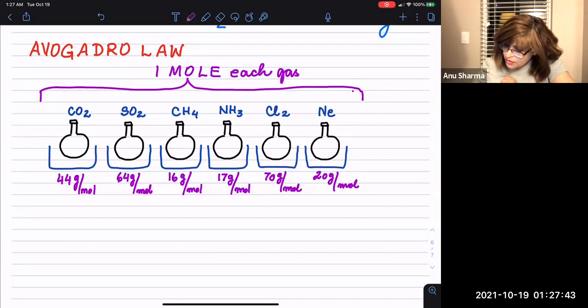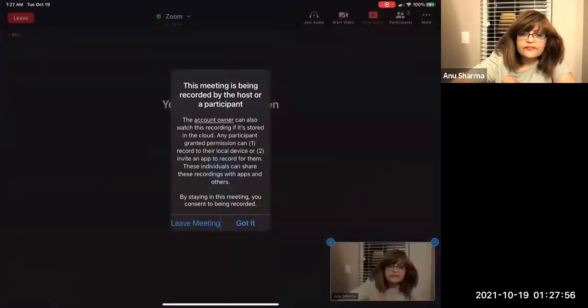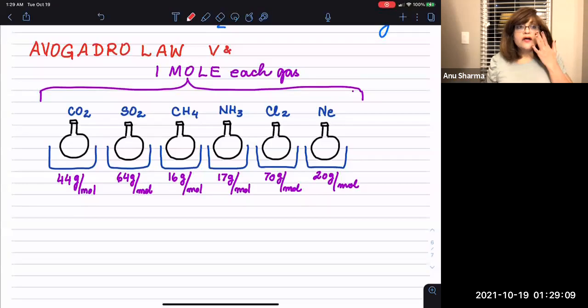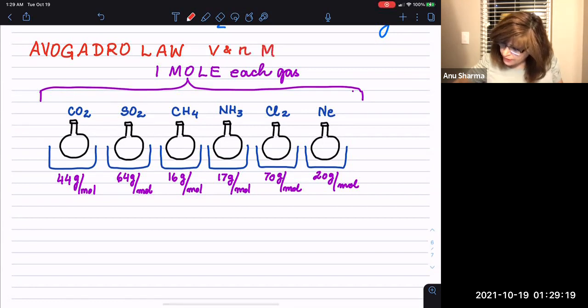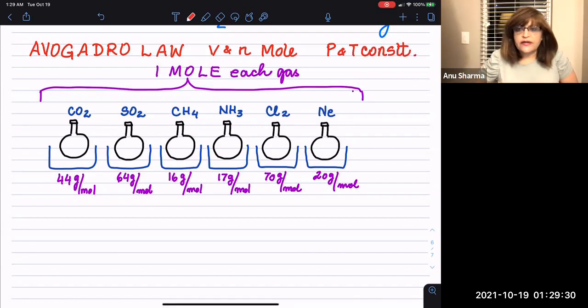Okay, so now here's the thing. Avogadro studied the relationship of the volumes of the gases and the number of moles. Okay, so here we have this Avogadro's law where he studied the relationship of volumes of the gases and the number of moles. And here he kept the pressure and temperature constant. So in other words, all this was done at kind of room temperature and pressure.